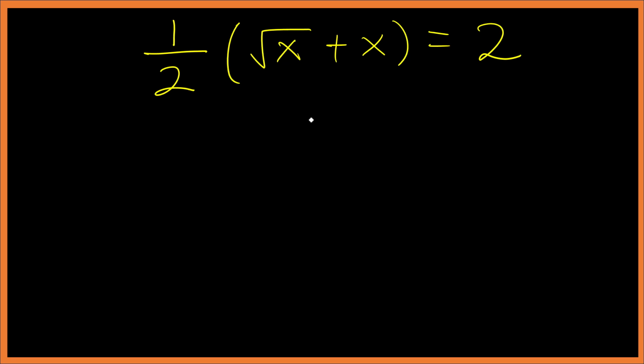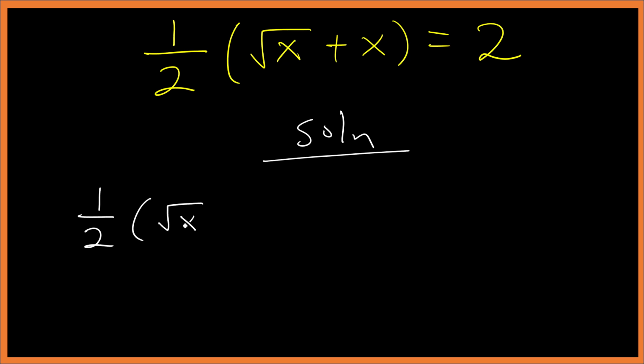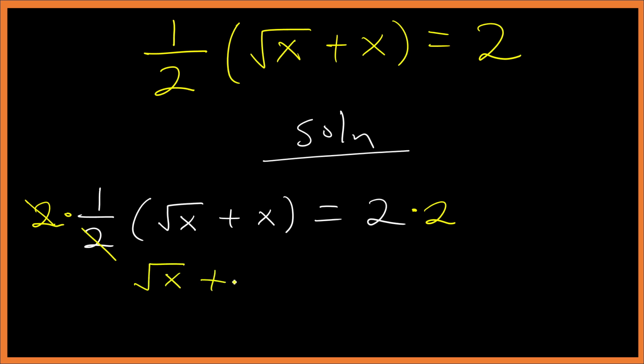Now let's provide the solution to this problem. Okay, so we have half of square root of x plus x equals 2. Let's remove the half in front of this bracket by multiplying both sides by 2. So this side will go, I will have 1 times square root of x plus x equals 2 times 2, 4.